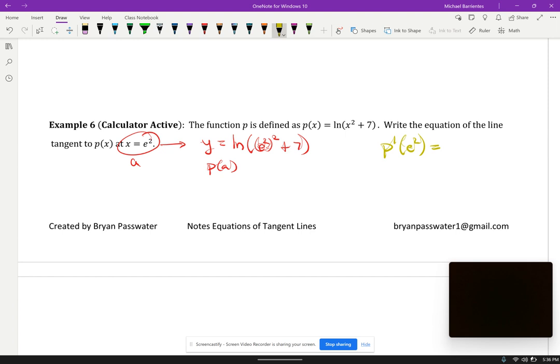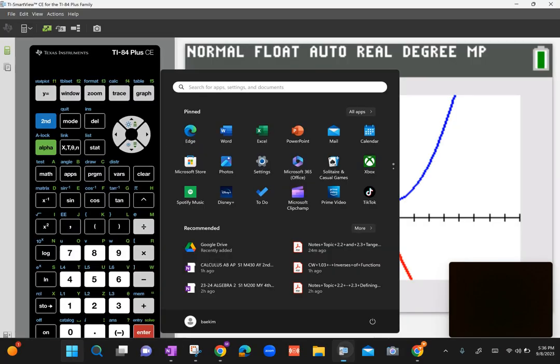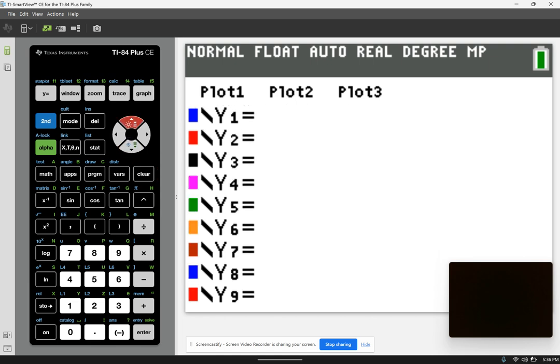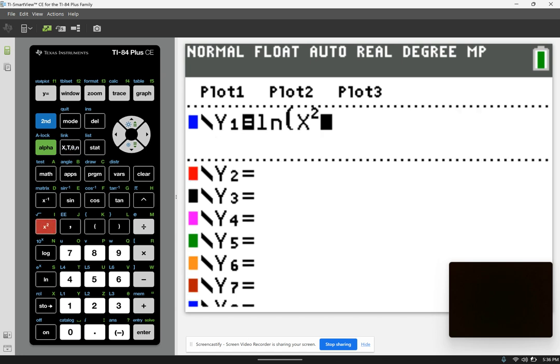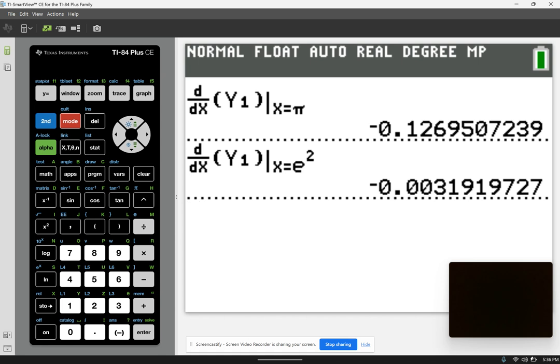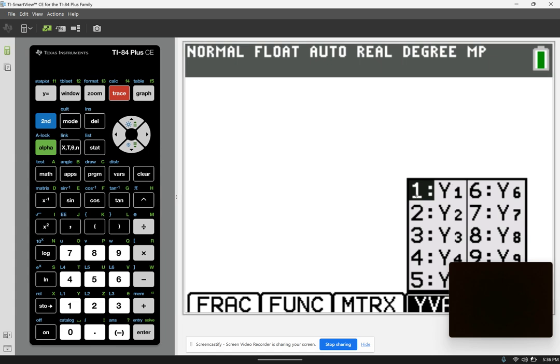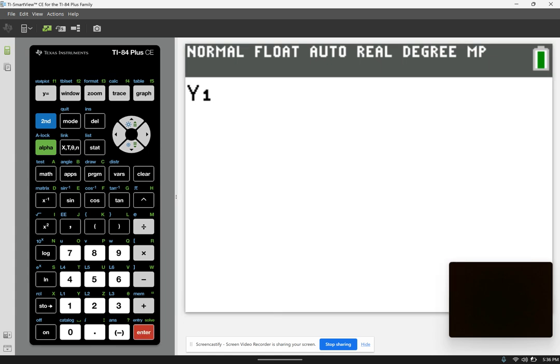Okay, so I'm going to go over here. The natural log of x squared plus 7. I'm going to go to y equals, I'm going to erase what's there, and I'm going to type in the natural log of x squared plus 7. That's my formula, right? I'm going to go to my home screen. I need to do two things. I need to find the y value. So I'm going to press alpha trace, because the calculator remembers that I have a formula in y1, and I'm going to say, hey, calculator, can you tell me what the y value is at e squared?